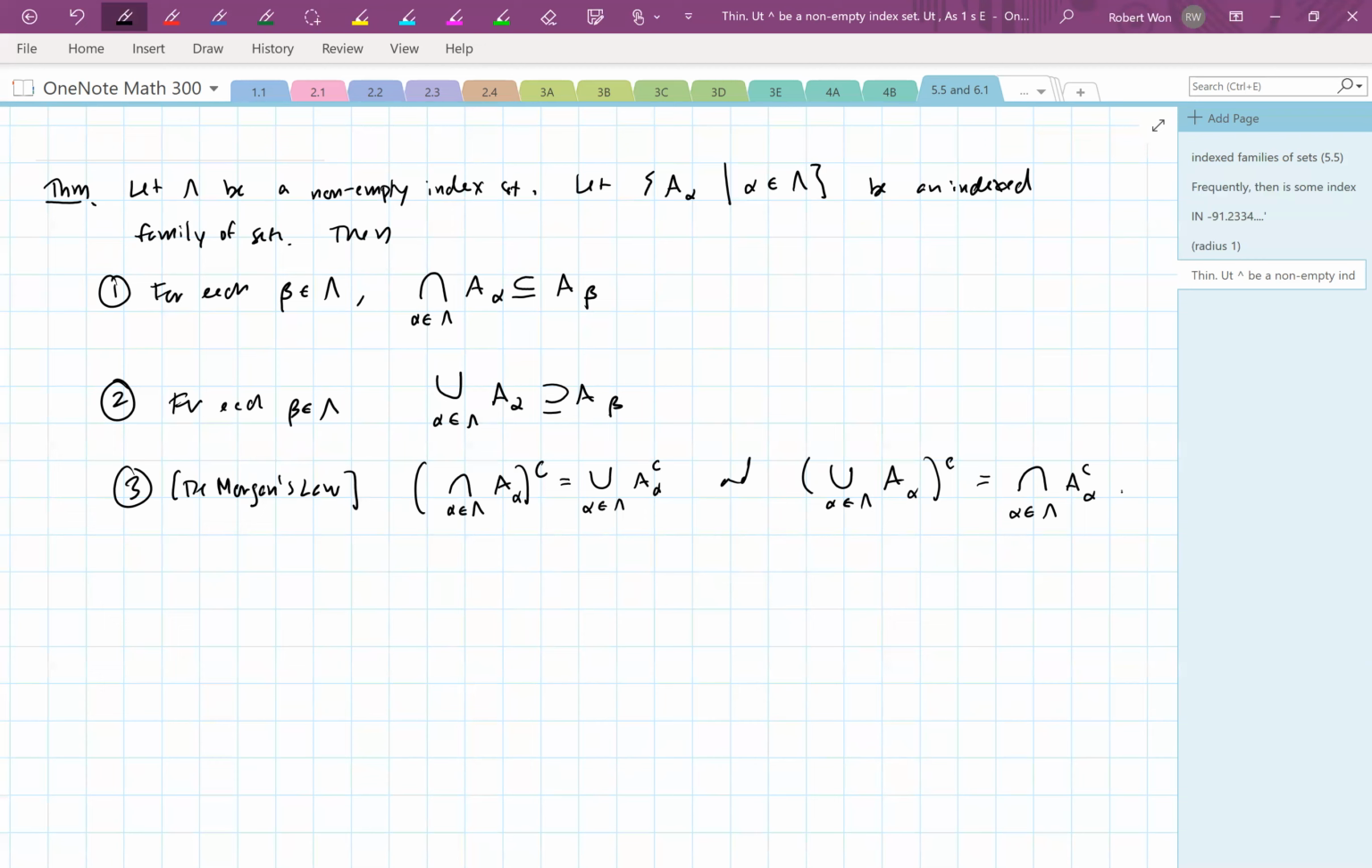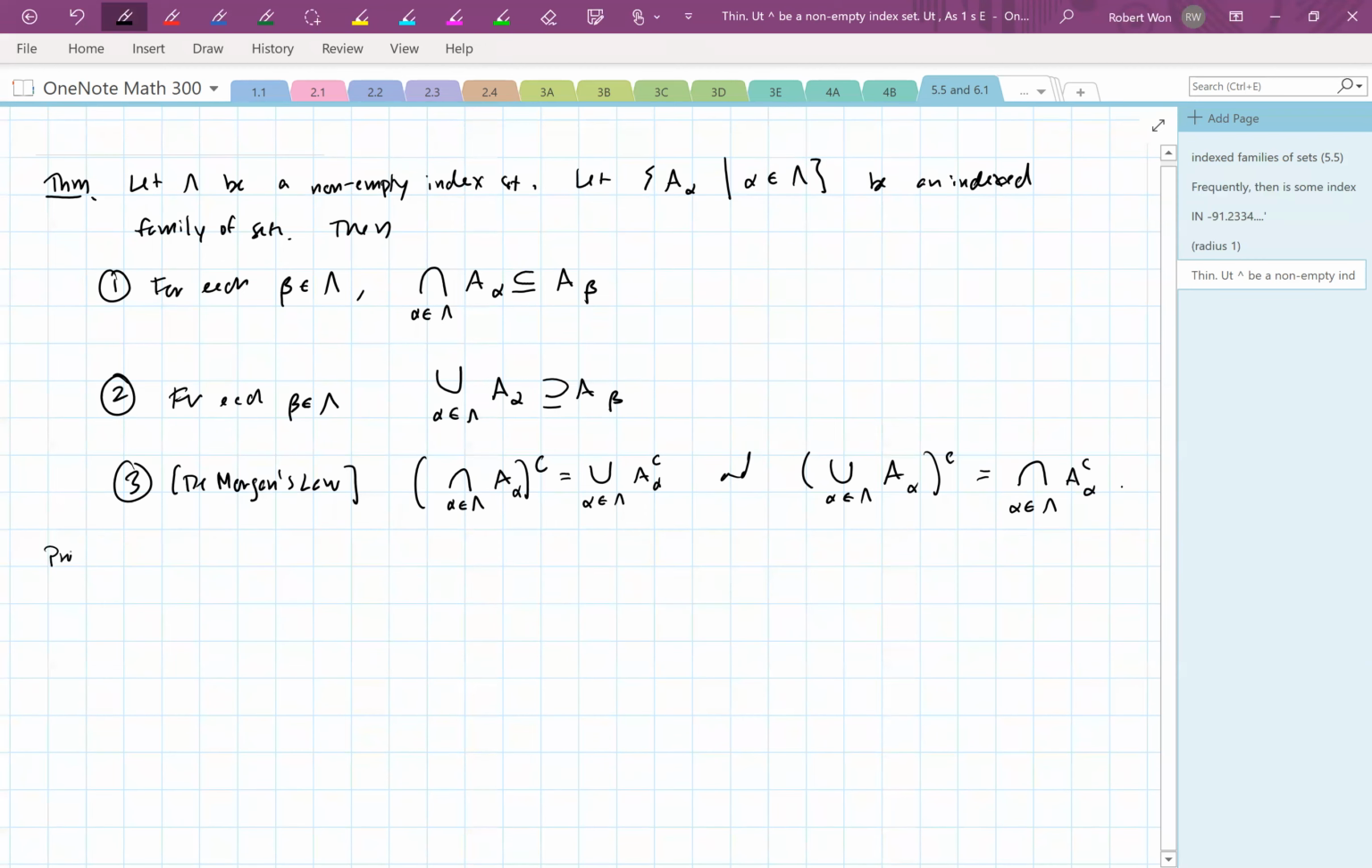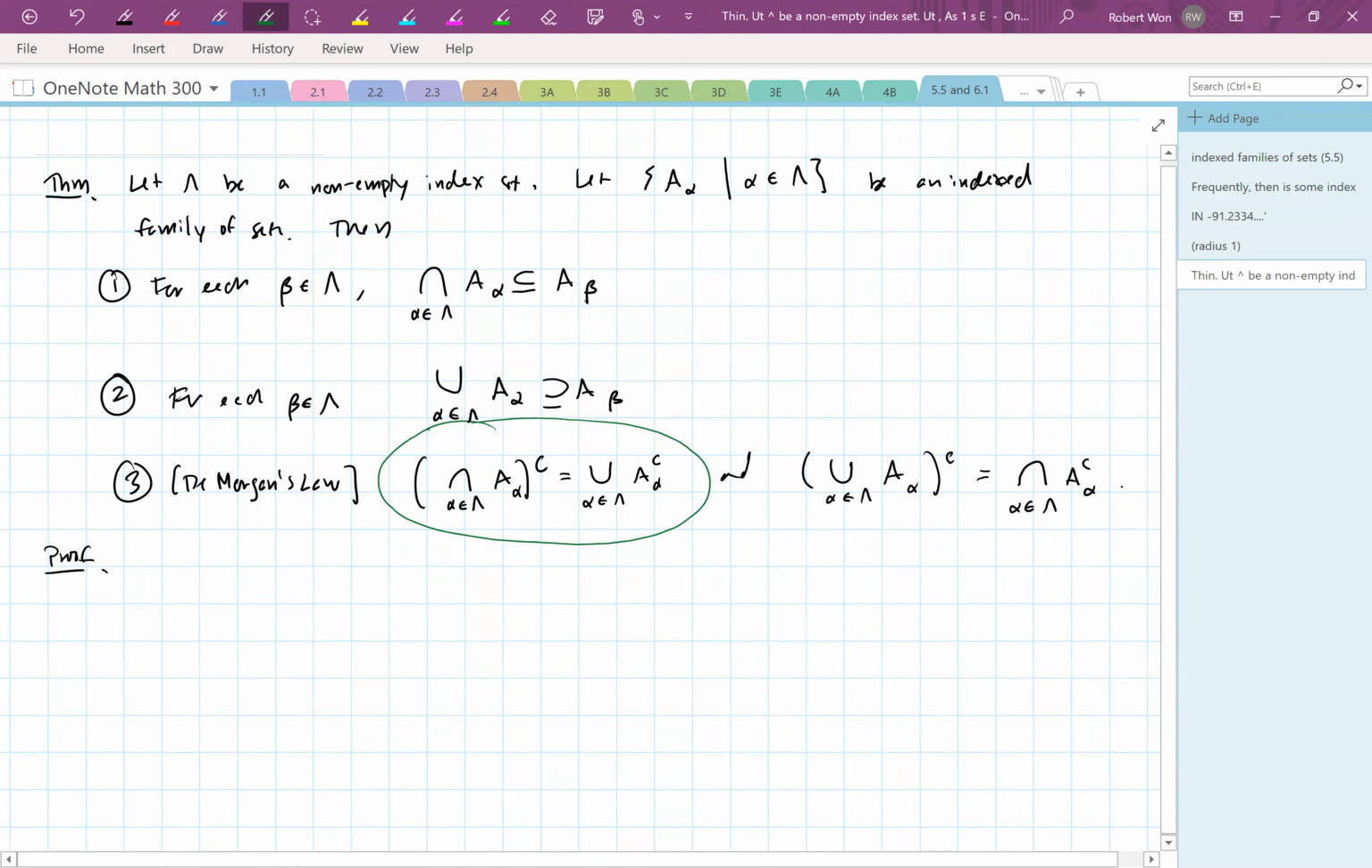Okay, so let's prove this. Let's just prove this one, because what you'll see is that the proof is not so different. This is not really a new proof technique. It's just applied to a slightly more general definition of intersection. Okay, so let's prove the first of De Morgan's laws.